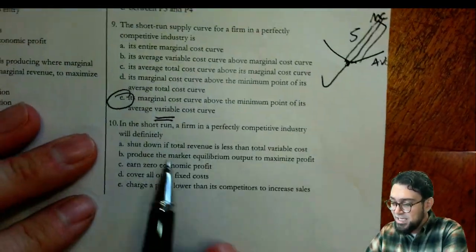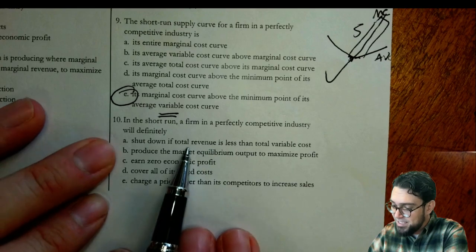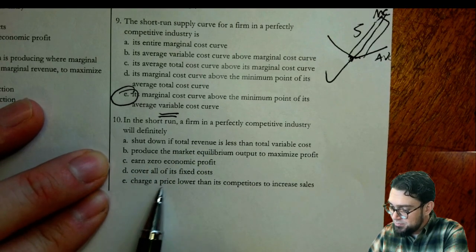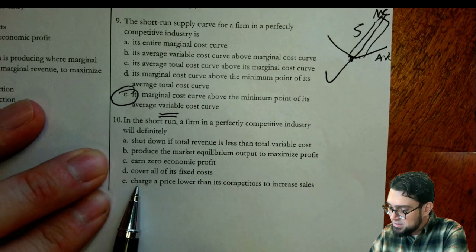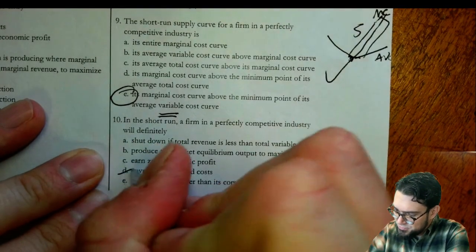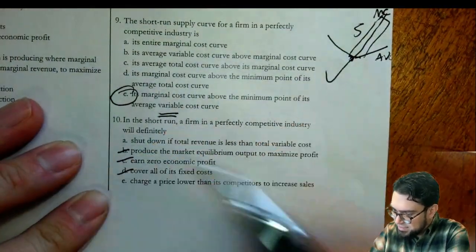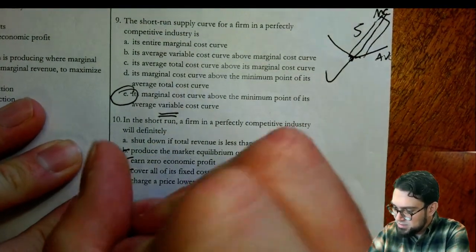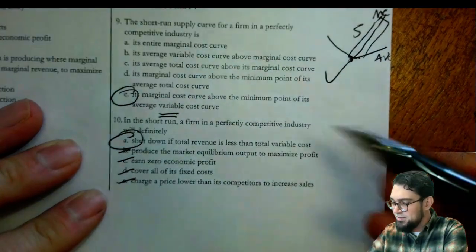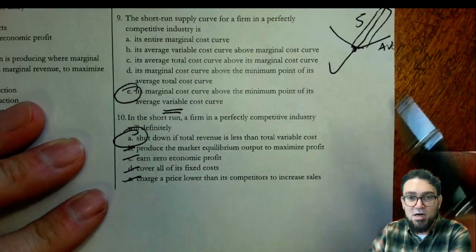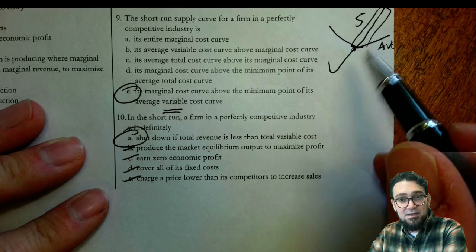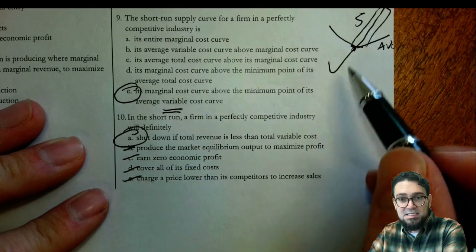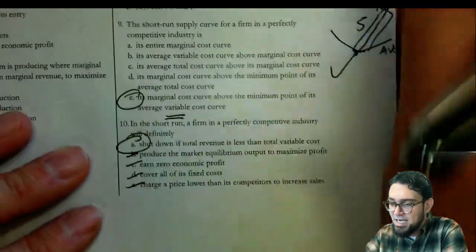E. And number 10, a firm will definitely shut down if, let's see here, produce market to maximize, earn zero profit, cover all of its fixed cost. Well, this is not true. This is not true. This is not true. Lower than its competitors. This is not true. A, shut down if its total revenue is less than its total variable cost. So this is another way of saying it: if the total revenue is less than the variable cost, then there's no reason for them to operate.